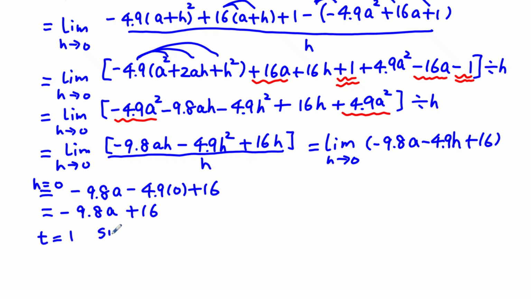Then we sub a value equals 1 into the instantaneous rate of change. We have negative 9.8 times 1 plus 16. Then we do the calculation. We have 6.2 meters per second. This is the instantaneous speed at t equals 1. Then after that, we are going to see the next question.